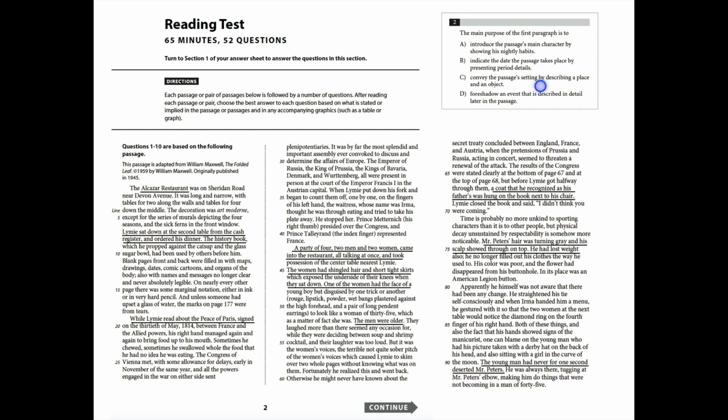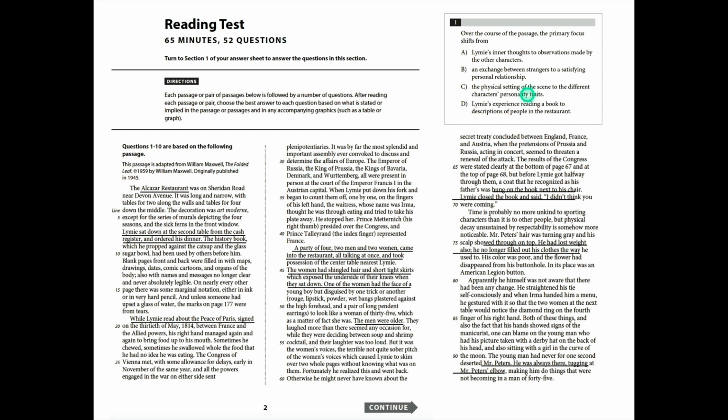An exchange between strangers to a satisfying personal relationship. Well, there's no exchange between strangers, and there's no mention of a satisfying personal relationship, so that's going out the window. Limey's inner thoughts to observations made by other characters. There really isn't any description of Limey's inner thoughts, and certainly the other characters are not making the observations. The narrator or the author is making observations about the characters. Okay, so all A, B, and C are all junk answers.